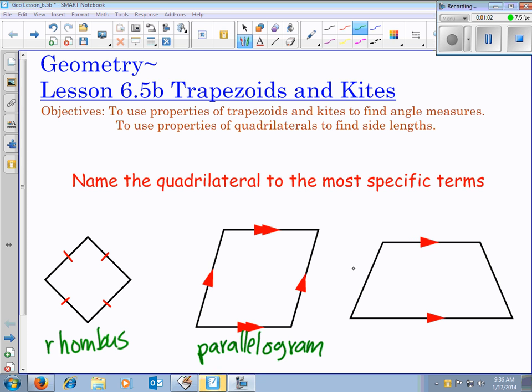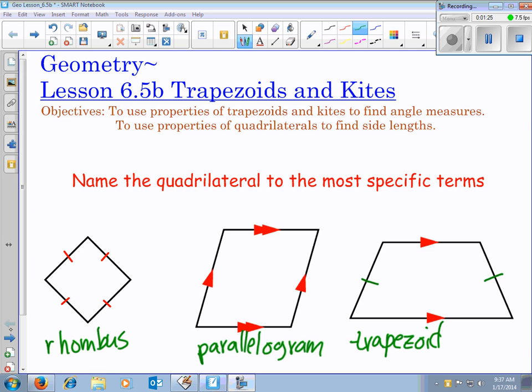And lastly, all this one tells me is that I have two sides that are parallel to each other. I don't know anything about these sides. I don't know if they're congruent. So this is just going to be a trapezoid. Now, if these two sides were congruent, then I could say that it's an isosceles trapezoid.